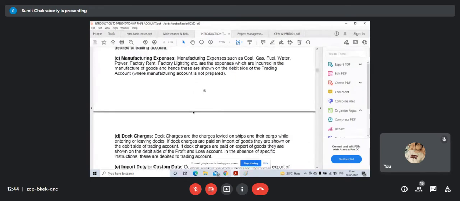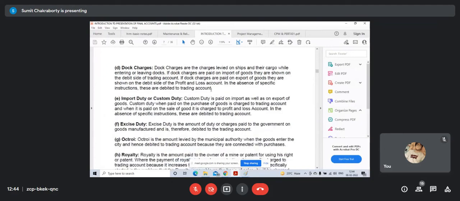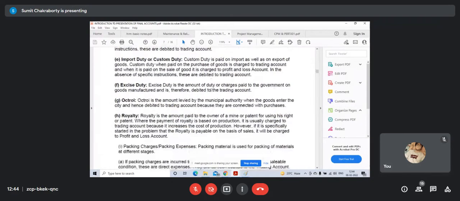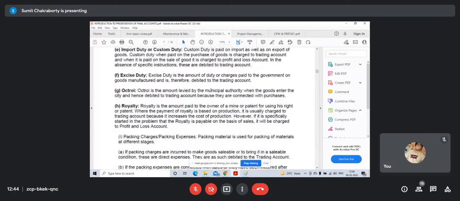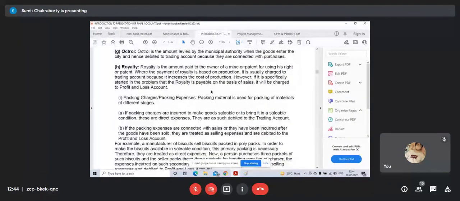Manufacturing expenses like coal, gas, fuel, water, power, factory rent, factory lighting, etc. Dock charges, import duty, customs duty, excise duty, octroi, royalty on production basis, these expenses are debited on the debit side.